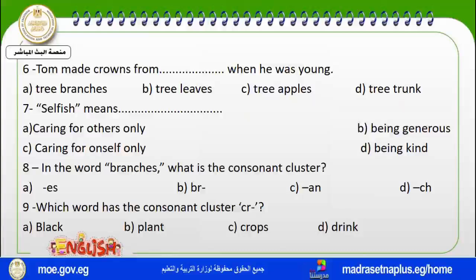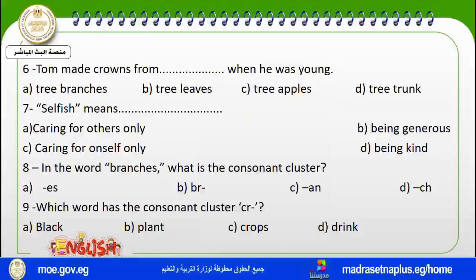Number 7, the word selfish. Do you remember the word which described Tom with the tree? The word selfish means caring for others only, caring for oneself only, being generous, being kind. Which one means selfish? You remember Tom? He was selfish because he cared about himself. He had a tree. He didn't think about the tree.